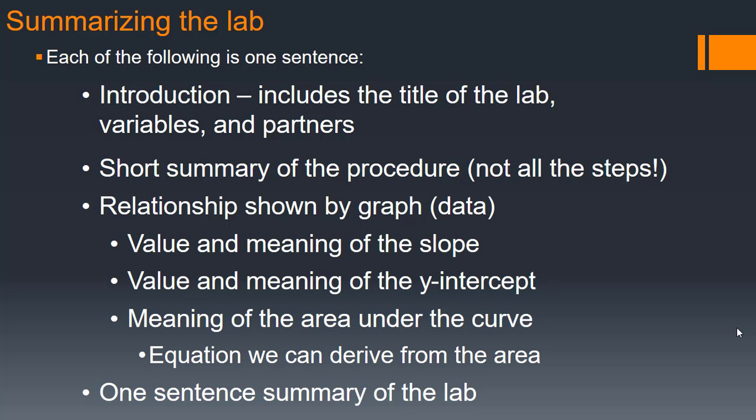So for summarizing a lab, you need one sentence for each of the following. You need an introduction that includes the title of the lab, the variables, and your partners. This all needs to be in the first sentence. A very short summary of the procedure. Don't include all of the steps. I know what the steps are. You have that in your lab. I want you to summarize very succinctly what it was that we did in our lab to get our data.